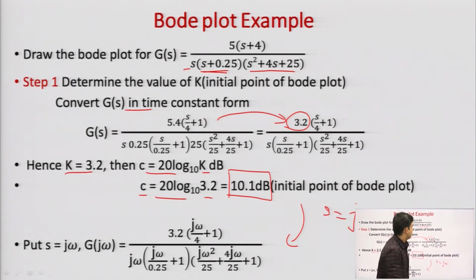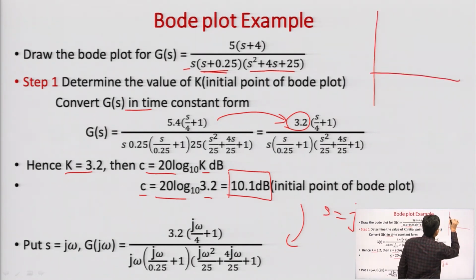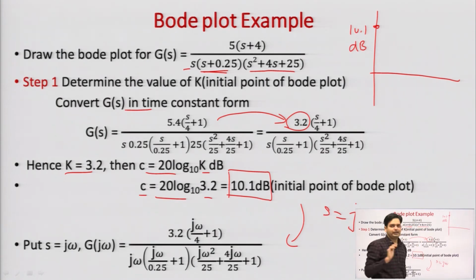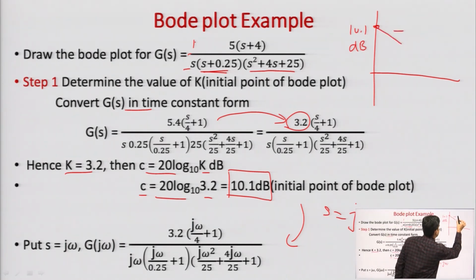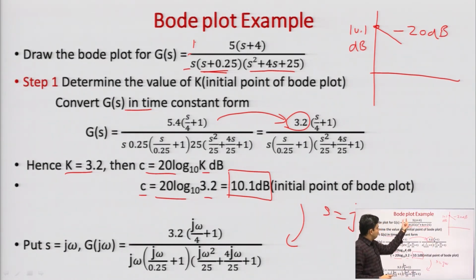So, I have to search the magnitude plot, and I will see which is my point 10.1 dB. This is my initial point of the Bode plot till now. Now, I have to see what would be my initial slope. Is there any pole at the origin? You can say 1 by s, yes, 1 by s is here. It means I will get an initial slope of minus 20 dB. If any zero would be here, then we need to see how many poles or zeros are at the origin. Then the remaining slope will be determined by the first order and second order factors.